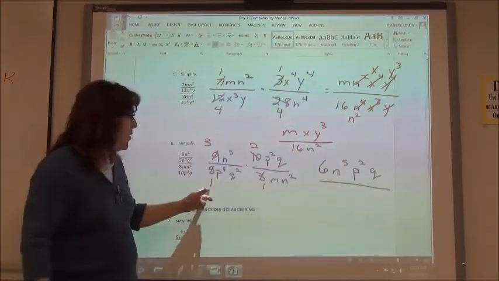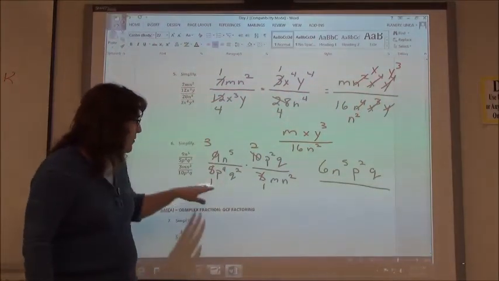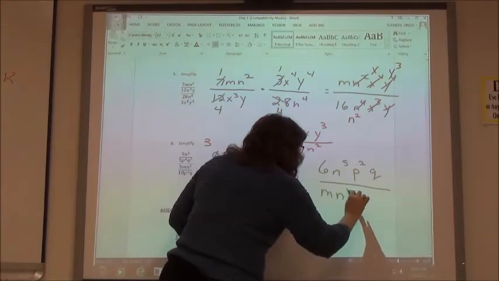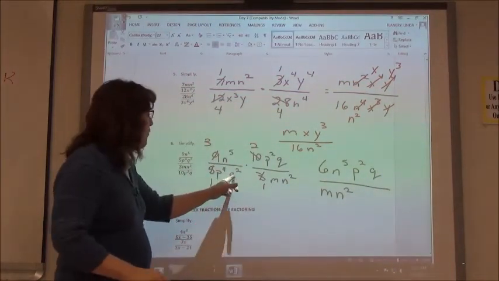On the bottom, I have 1 times 1. I don't really need that. Putting them in order, I'm going to do the m n squared first, and then the p to the 4th q squared.